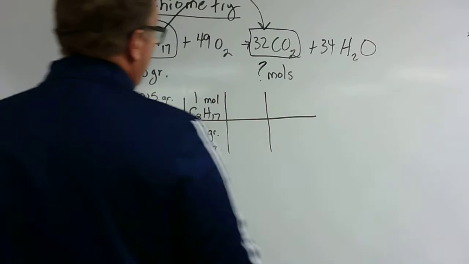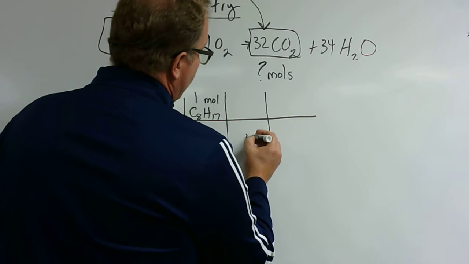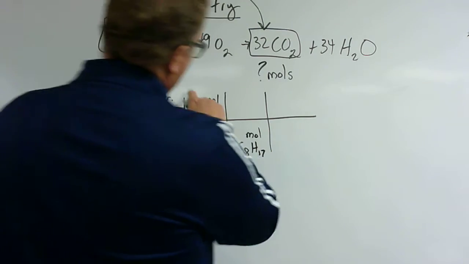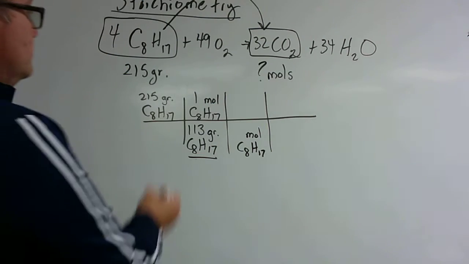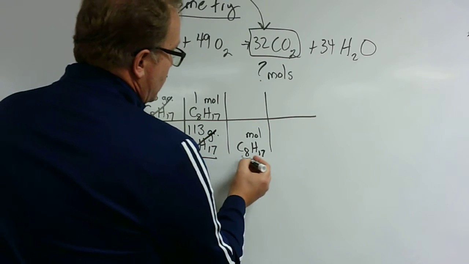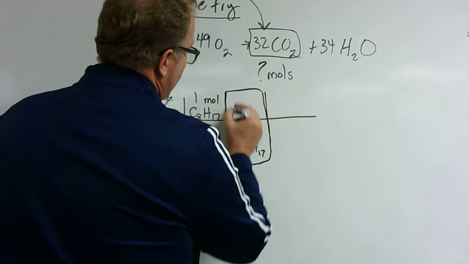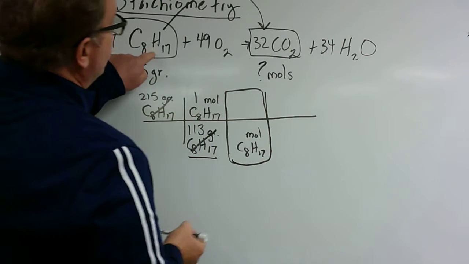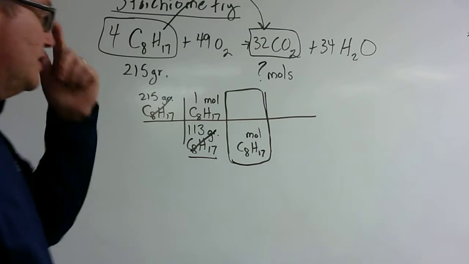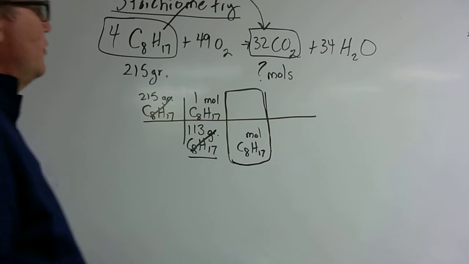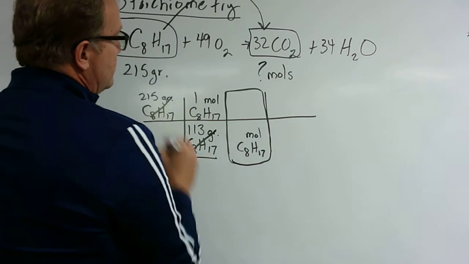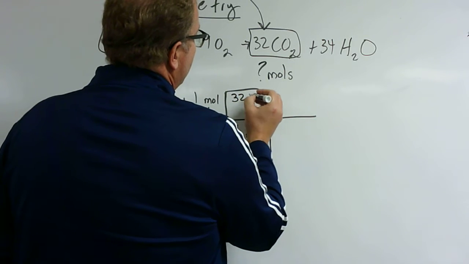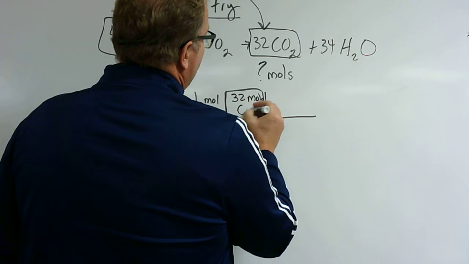And what happens with the switchover is you're going to notice that when I go to mole of C8H17, like I'm canceling, this right here is called my switchover. So basically what that says is that this and this are actually in equal amounts. So I'm going to take this number from here, which is 4, and I'm going to take this number from here, which is 32 moles of CO2.